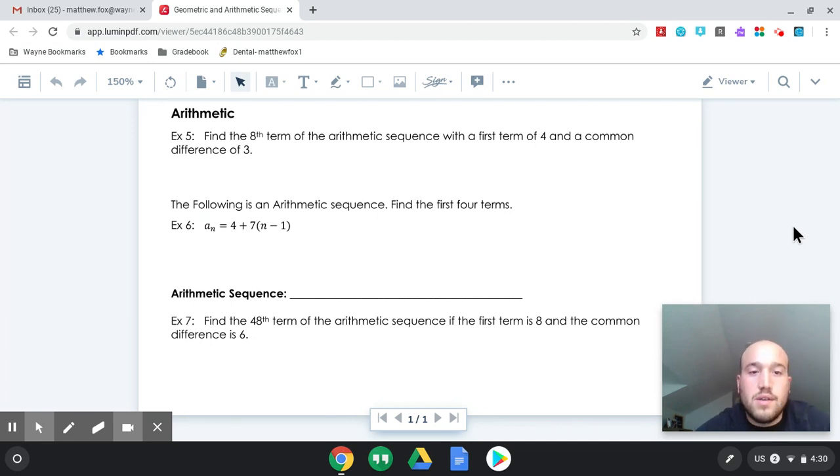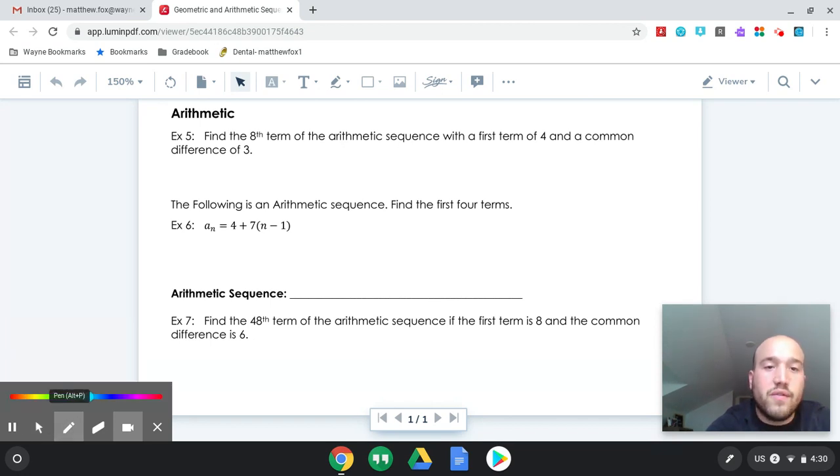Okay. So, if we look here at this first problem, it says example 5, because we're picking up the same paper from yesterday. It says, find the 8th term of the arithmetic sequence with a first term of 4 and a common difference of 3. So what that means is our A1 is going to be 4. Where we start is 4.